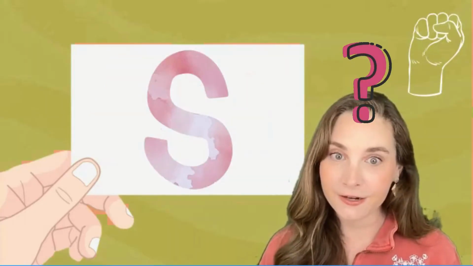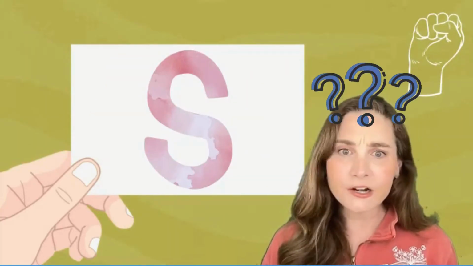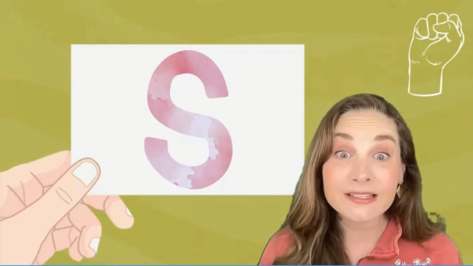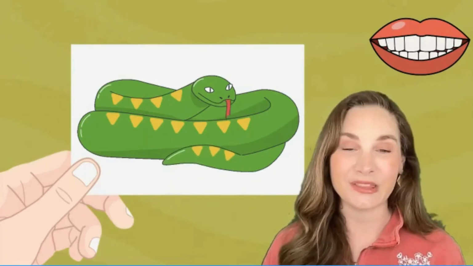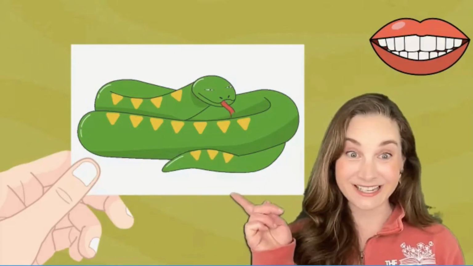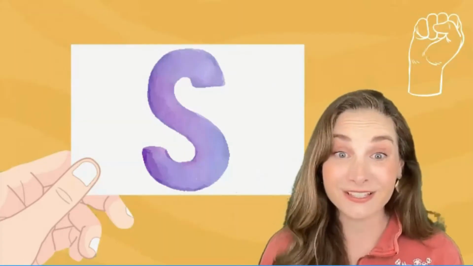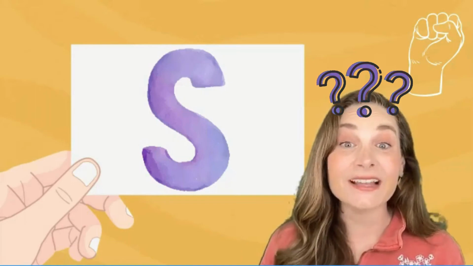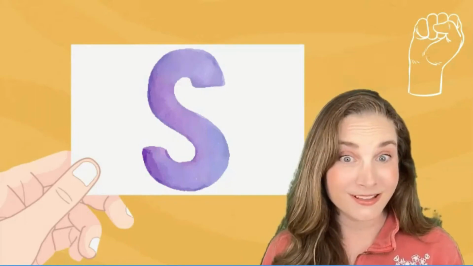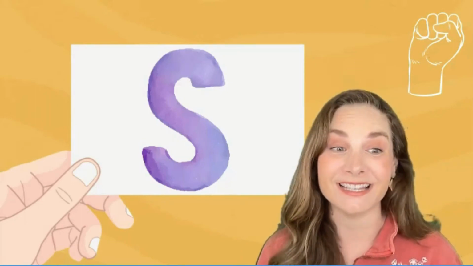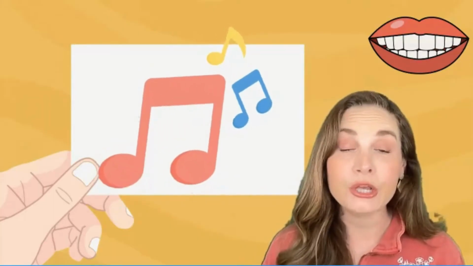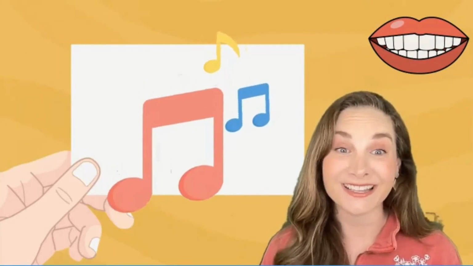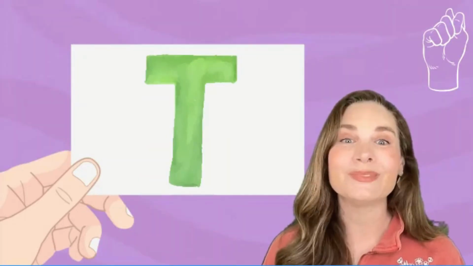This is the letter S. And what does the letter S spell? The letter S spells S, like in the beginning of the word snake. This is also the letter S. And the letter S also spells Z, like in the word music.